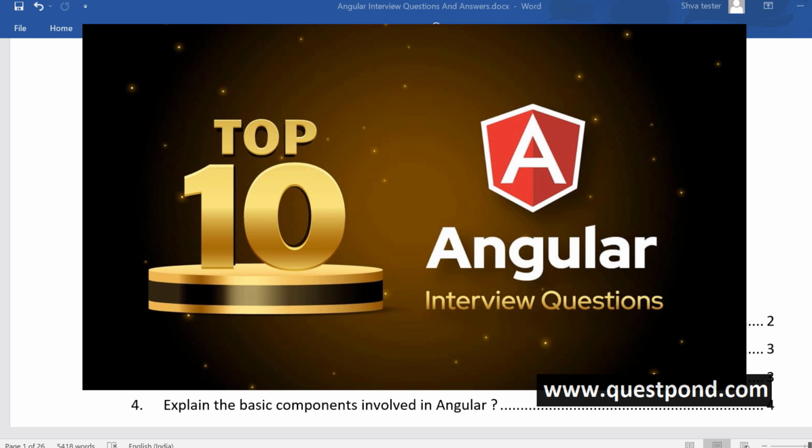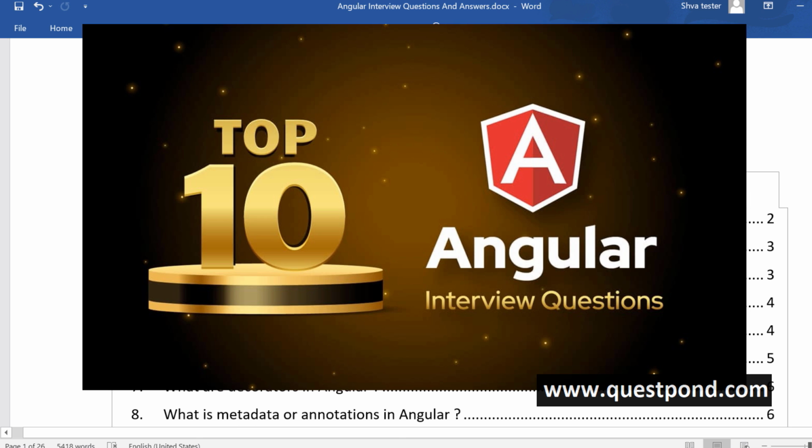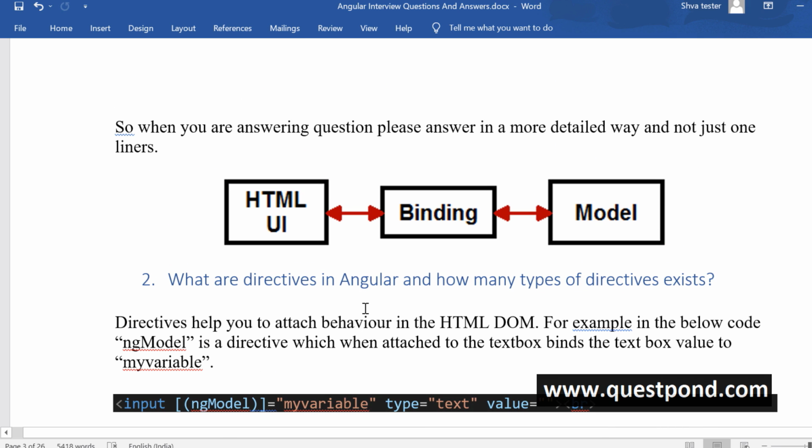Today we'll be discussing the 10 most asked Angular interview questions. We'll be running through these questions through this ebook, and as I run through those questions, we also have the answers.